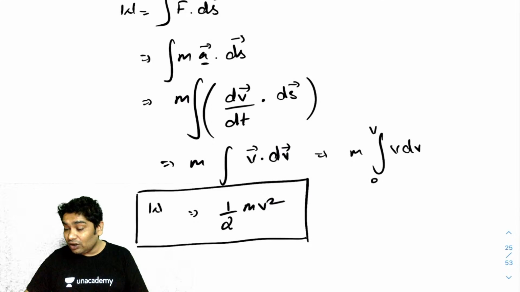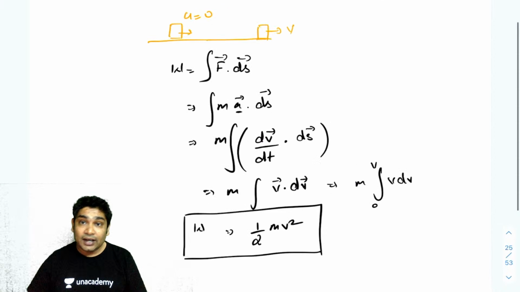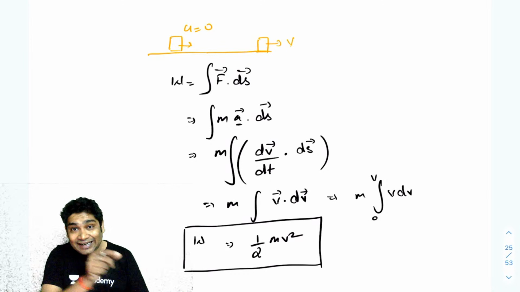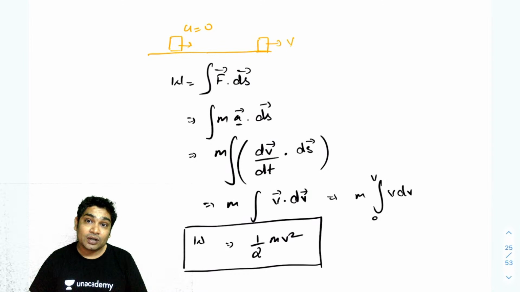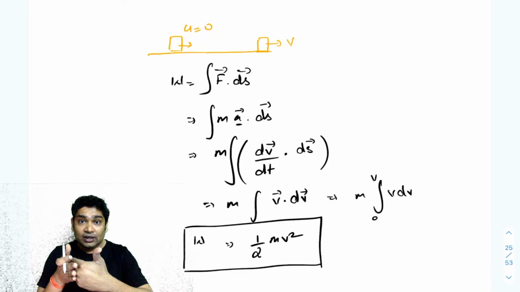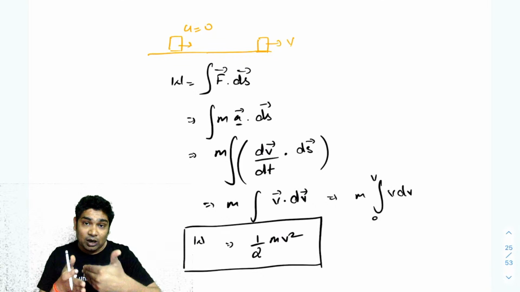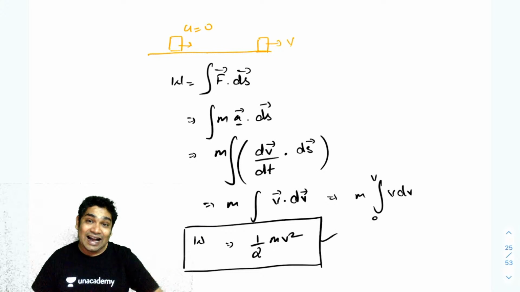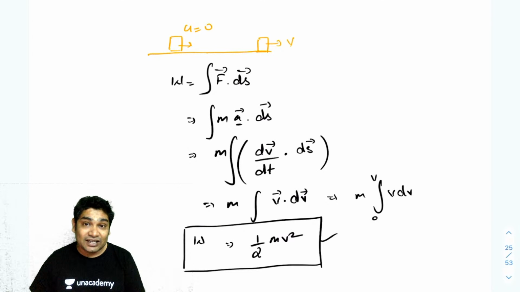Because this was the amount of work that you would have done in order to move the object of mass m from rest and take it to a speed v. So if this body now has to transfer this energy, has to do some work, this is the amount of work that it can do. This is the amount of energy it gains from work. Whenever positive work is done, a body gains energy. Whenever negative work is done, a body loses energy.